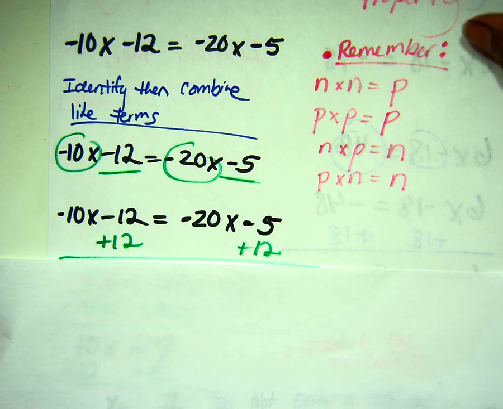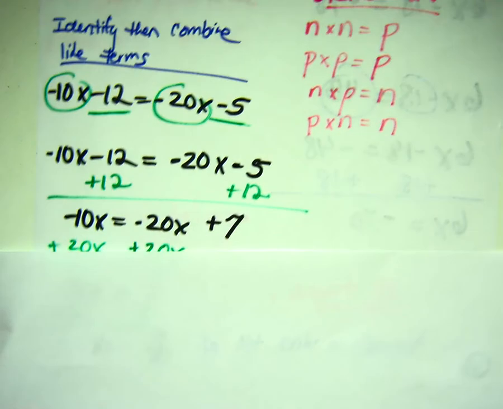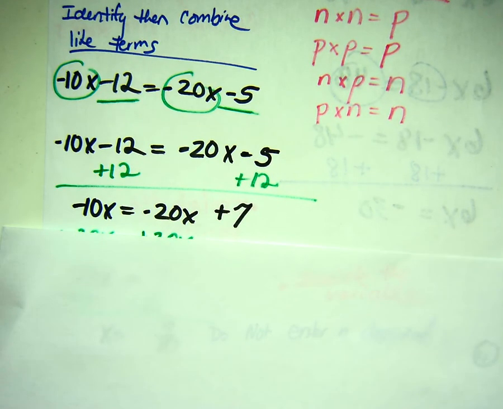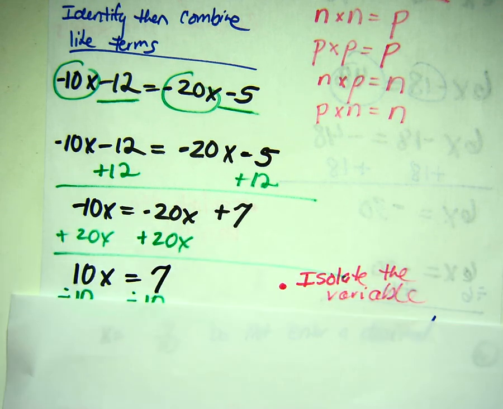Now I have negative 10x equals negative 20x minus 5. I'm sorry, plus 12, plus 7. So negative 5 plus 12 gives you the positive 7, so these two cancel. I still have to combine my like terms. Since the negative 10x is already isolated, we're going to add 20x to both sides of the equation. So voila.